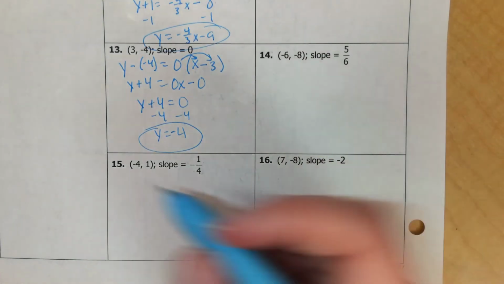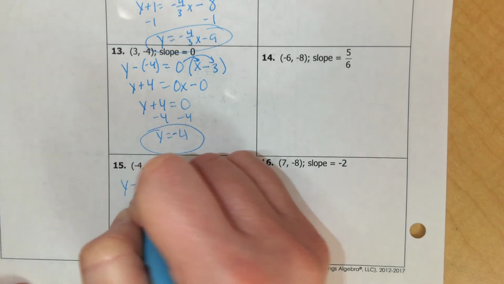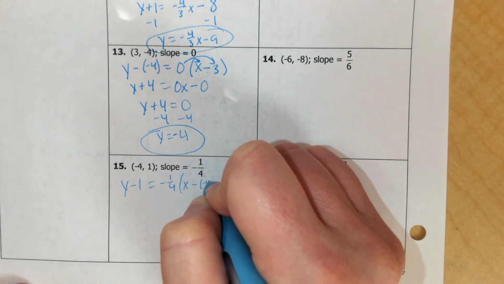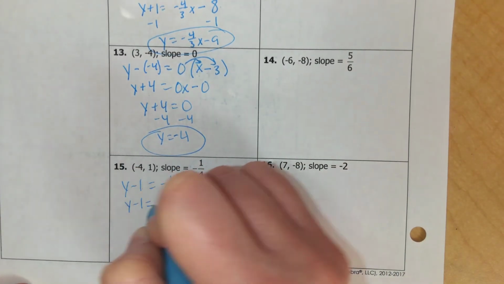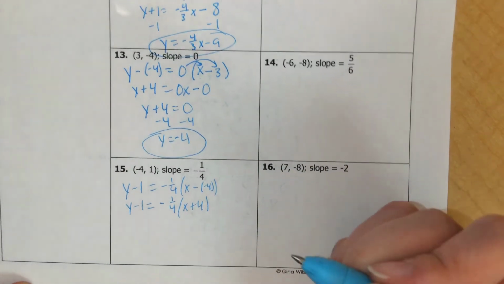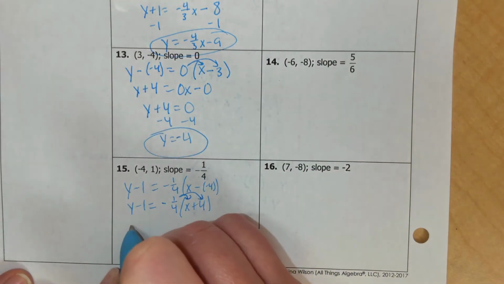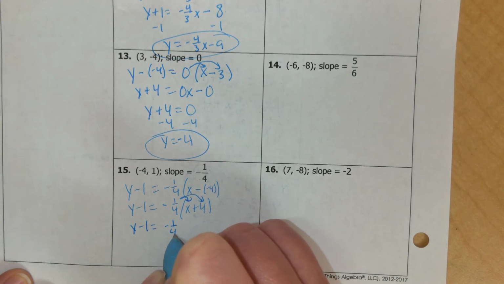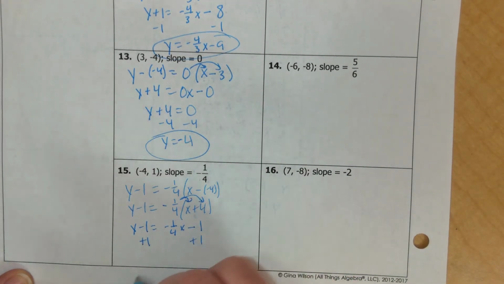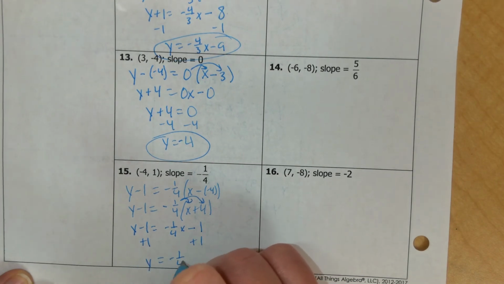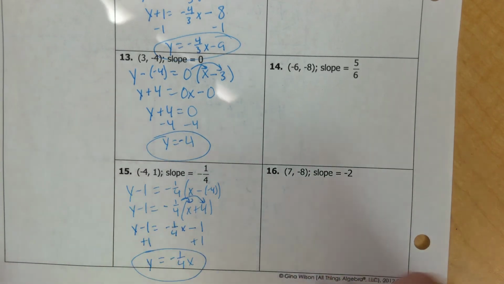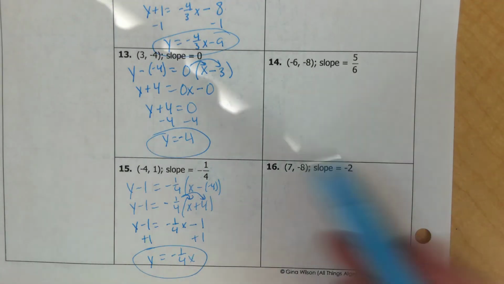Alright, next one, number 15. We're going to have y minus 1 is equal to negative 1/4 multiplied by x minus that negative 4. I'm going to go ahead and trade that minus a negative over to a plus 4. And then I'm going to distribute that negative 1/4. So negative 1/4 x, and then it becomes a minus 1 here. Then I'm going to add the 1, and y equals negative 1/4 x. The negative 1 and the plus 1 zero out, so it's going to have a y-intercept of 0.